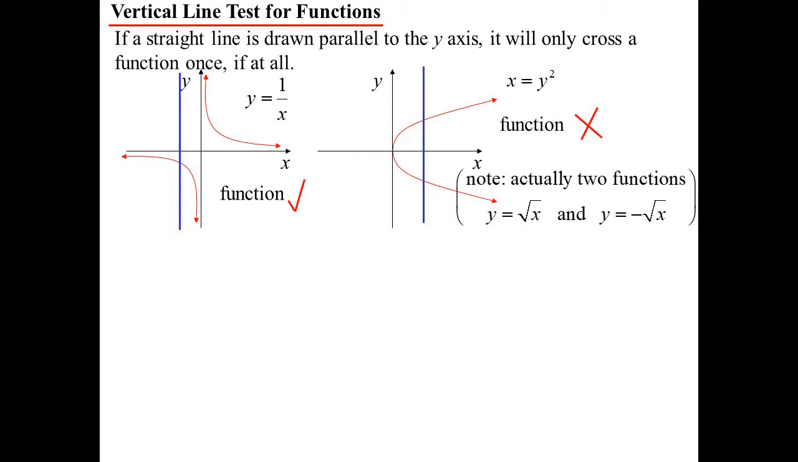Actually, this one over here, x equals y squared, is made up of two different functions. And you'll find that with those symmetric type shapes on their side. One is the positive square root of x, one's the negative square root of x. When it comes to the circle, one would be plus the square root of r squared minus x squared. One would be minus the square root of r squared minus x squared. So again, made up of two different functions.